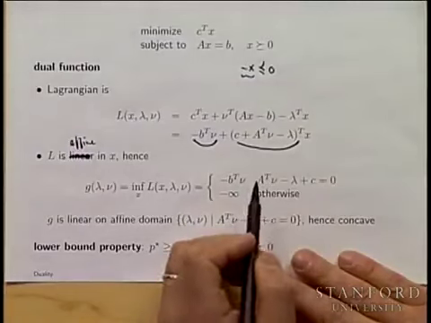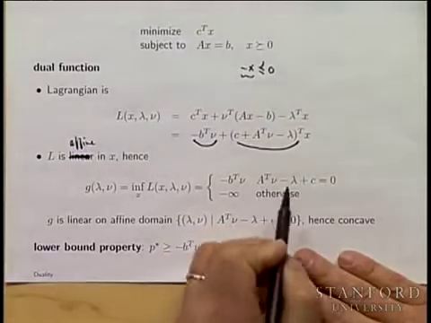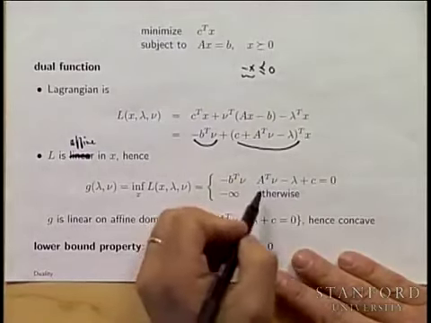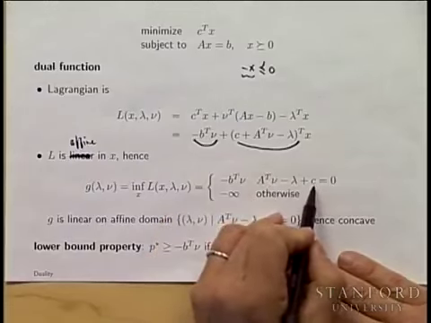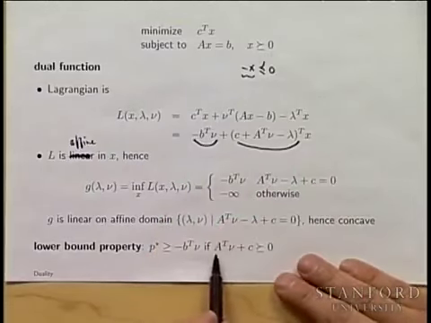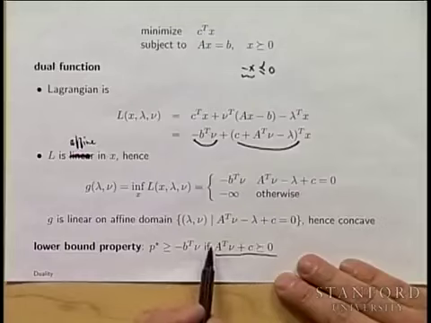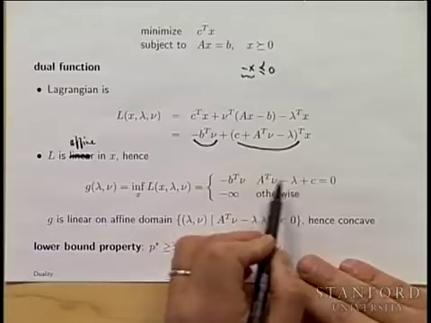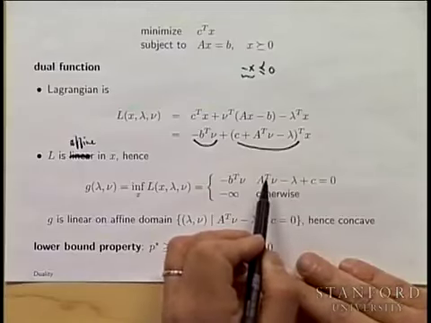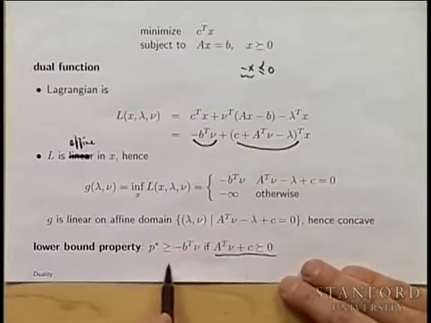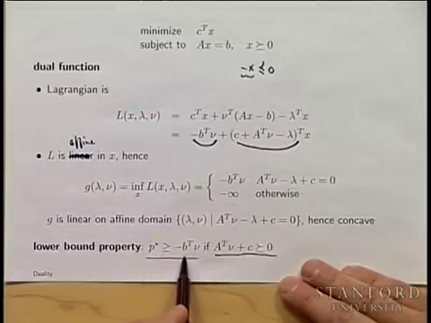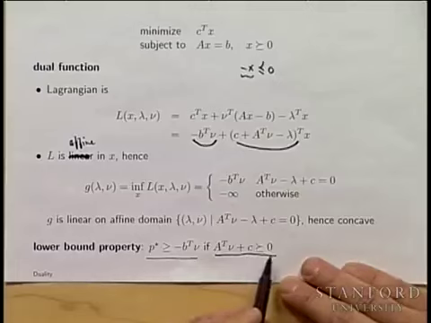All right. But in fact, what we're going to do is this. It says, if I pick lambda, sorry, such that A transpose nu plus C is non-negative. Suppose I do that. Then I simply let lambda equal this thing, and with that choice, this is true, and then I get the following. I get P star is bigger than minus B transpose nu, provided A transpose nu plus C is bigger than or equal to 0.